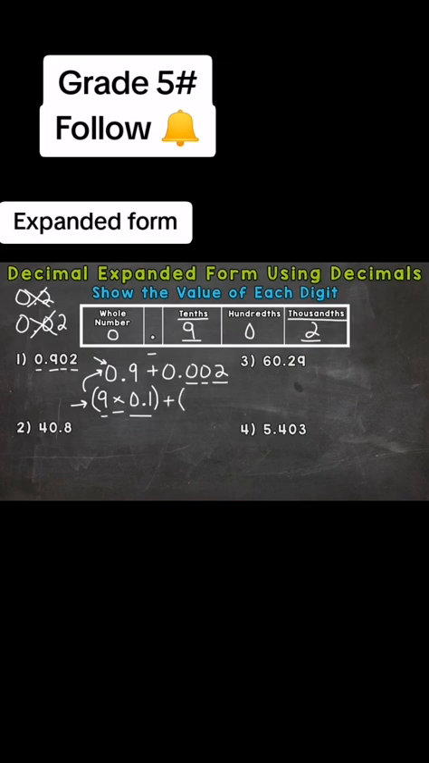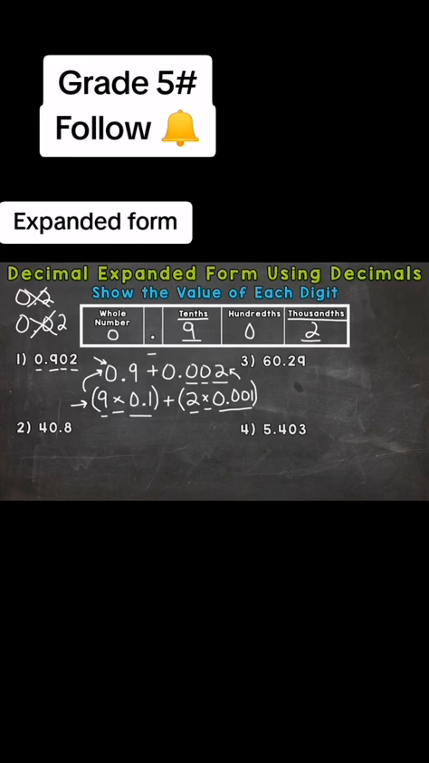Plus, now we need to do our 2. So we write our digit and multiply it by the place it is in, and it's in the thousandths. So we can think of it as 2 in the thousandths place. And 2 times 1/1,000th is equal to 2 thousandths. So both of those expanded forms are equivalent. They mean the same thing, they just look a little different.